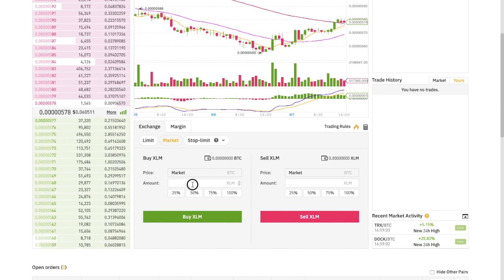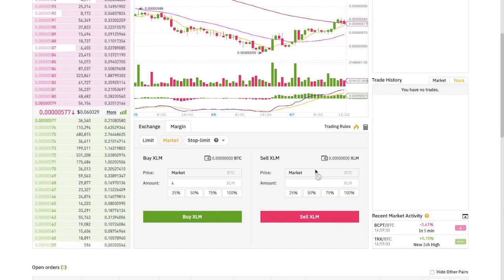So all you simply need to do is enter the amount that you'd like to purchase, or alternatively, you can say you want to have 25%, 50%, 75%, or 100% of your Bitcoin balance. And then all you simply need to do is click onto buy XLM, or buy the type of cryptocurrency that you're interested in, and then that order will automatically fill.